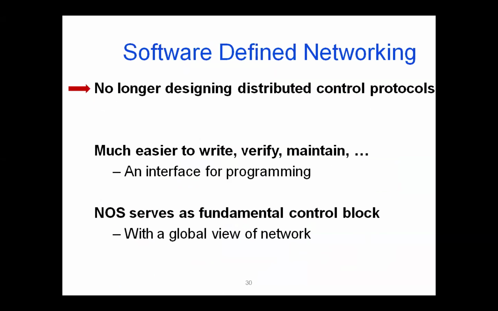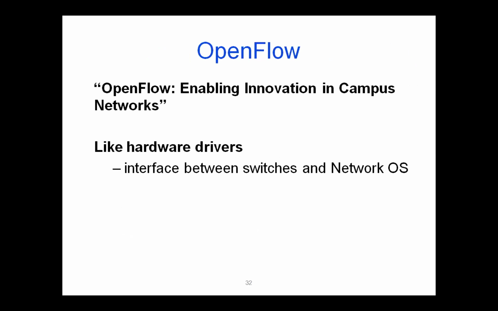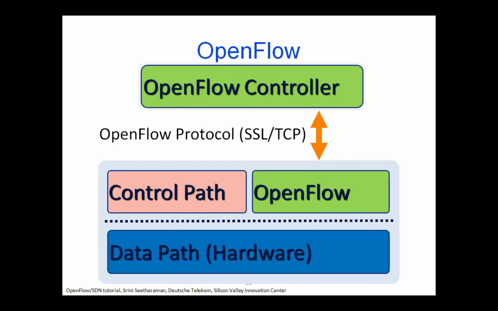With software-defined networking, we are no longer designing distributed control protocols, and it is much easier to write, verify, and maintain. This is an interface for programming. The network operating system serves as a fundamental control block with a global view of the network. For example, Ethane provides network-wide access control and power management. OpenFlow enables innovation in campus networks, acting like a hardware driver, an interface between switches and the network operating system.